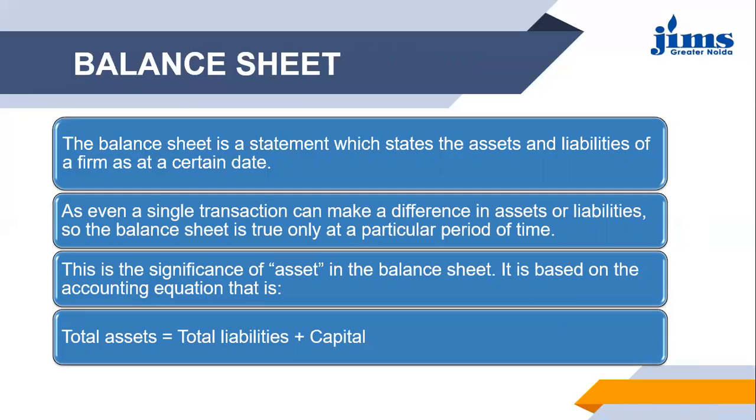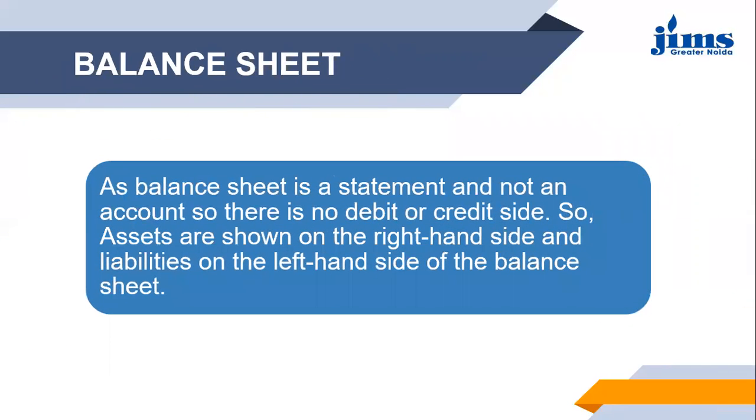So as you can see here, this is the significance of assets in the balance sheet. It is based on the accounting equation. And you can say, yeah, very true. Accounting equation is the basic concept of balance sheet, which says that total assets is equal to total liabilities plus capital. Now, as you know very well, balance sheet is a statement and it is not an account. So you do not record the transaction as per the debit side or the credit side. But yes, you can very well say that assets have the debit balances and liabilities have the credit balances.